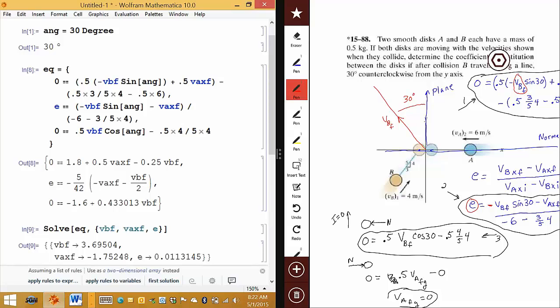If you notice, the velocity of A after the collision is a negative number. The negative tells me that my assumption was incorrect. I assumed that it went to the right. I'm incorrect. It goes to the left. So A kind of follows through, if you want to call it that. So that's the solution to 1588.